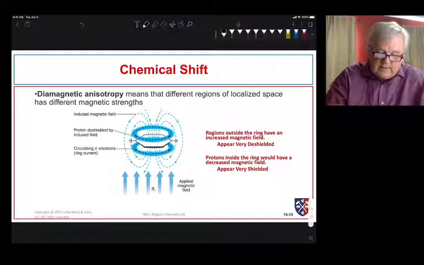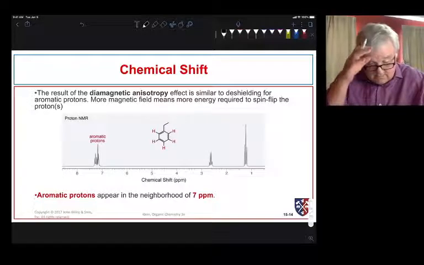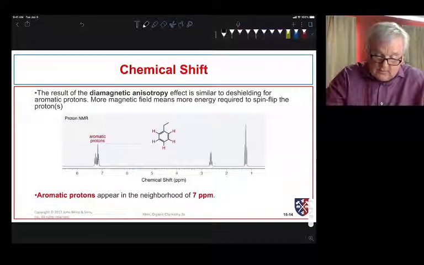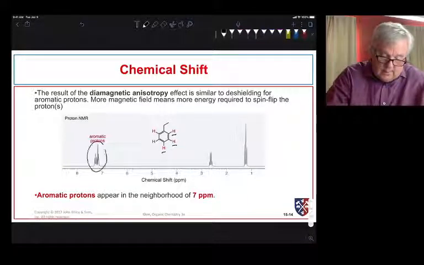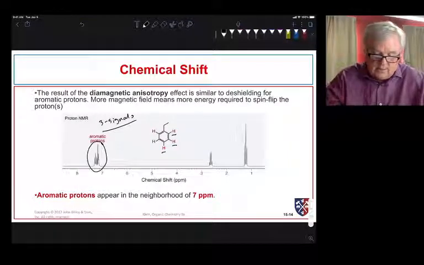So our induced magnetic field is actually aligned with the magnet so that we get this deshielding that occurs. Regions outside appear very deshielded. Inside, they become very shielded. So we take a look at these aromatic protons. Notice they're all somewhere between 7 and 8. There's actually three signals here. We'll see that later on, that there's three signals there.